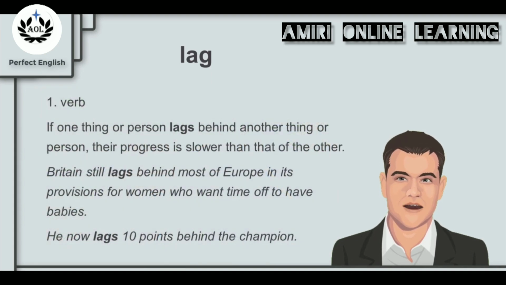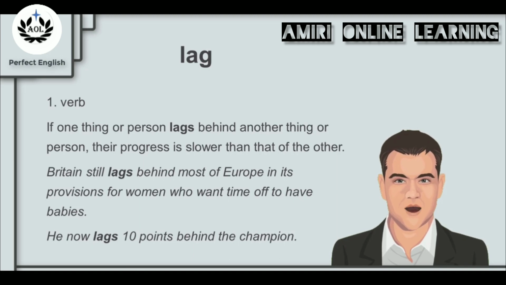If one thing or person lags behind another thing or person, their progress is slower than that of the other. Just like the three cyclists, we could see two of them lag behind. For example, Britain still lags behind most of Europe in its provisions for women who want time off to have babies. So that means Britain still needs to work on it to catch up with the other European countries. Or we can say, he now lags 10 points behind the champion. He needs 10 points to tie the champion.